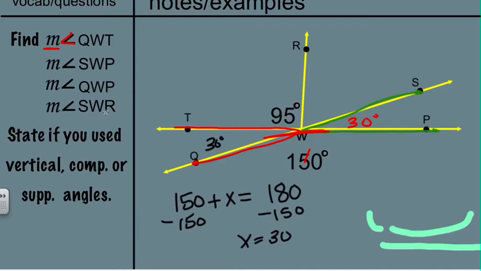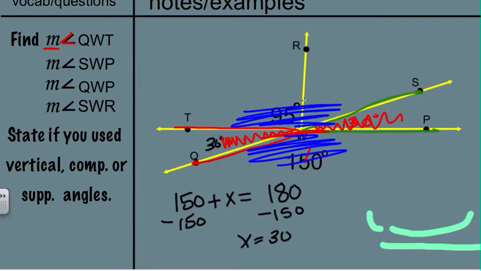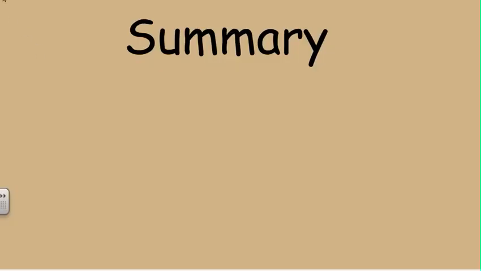And then the last is SWR. There are multiple ways that we could do this. First, if this one right here and this one right here are vertical, then this here and this here would be vertical. And if they're vertical, they equal the same. And we would solve that and find the missing side.